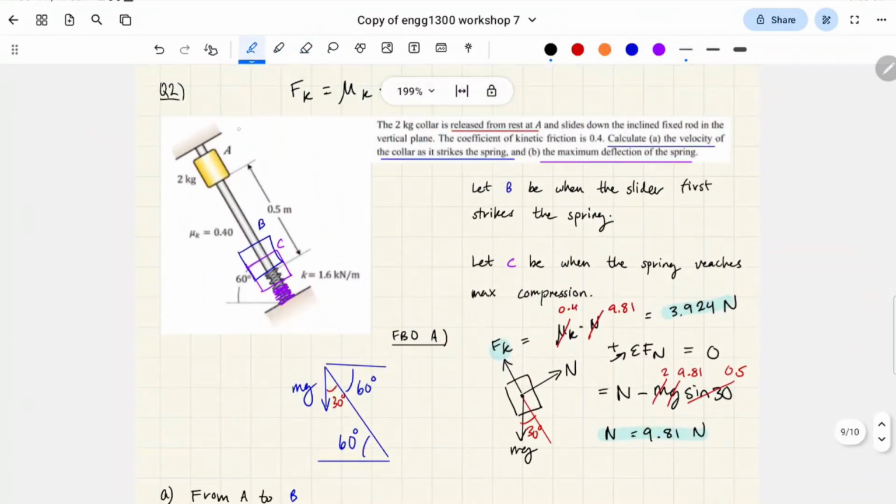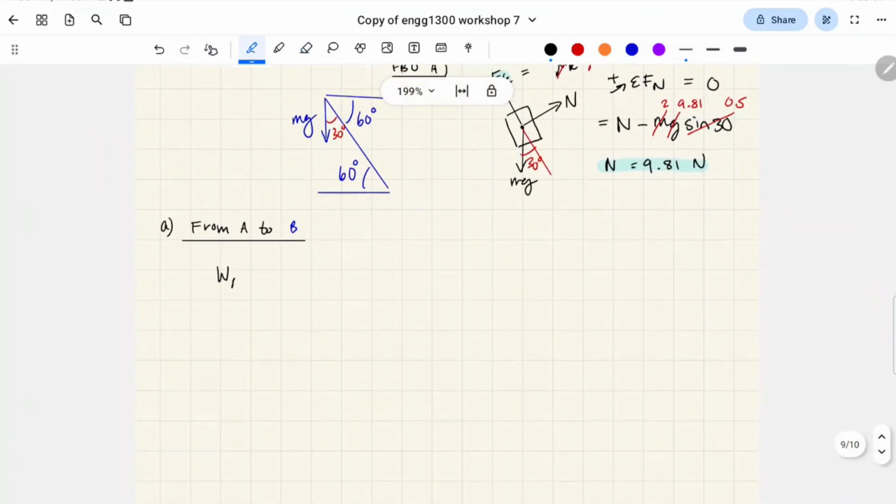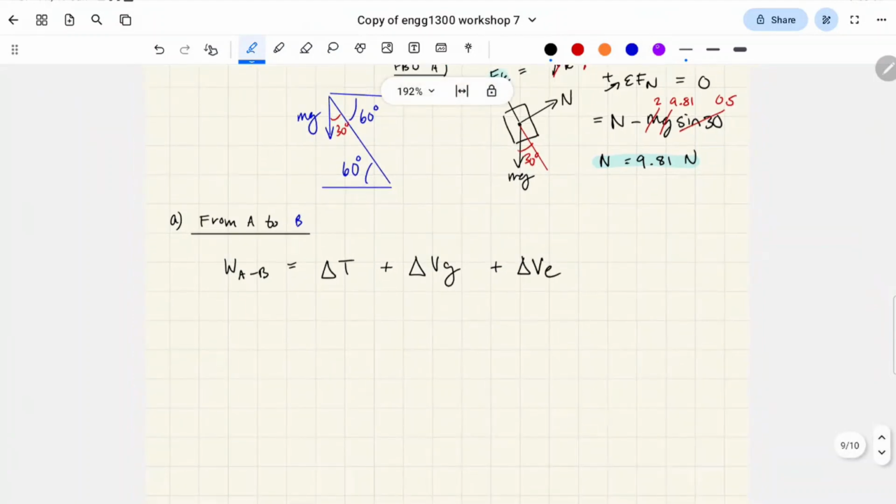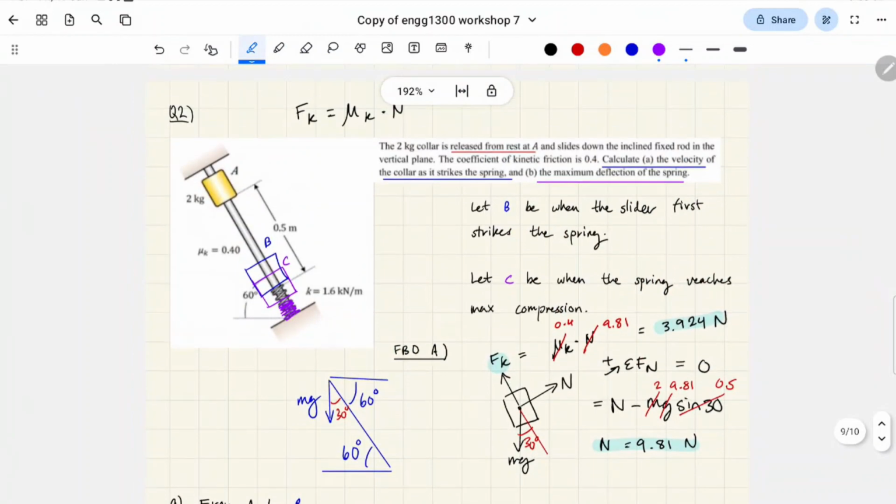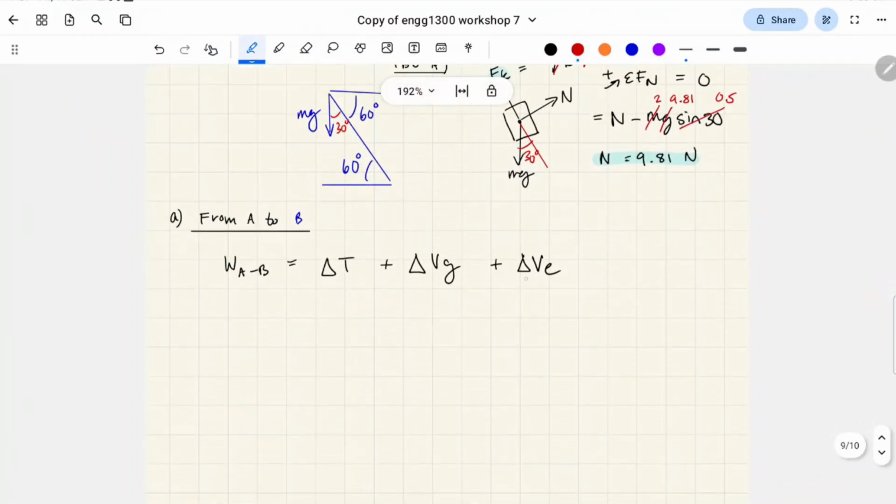So here I've done it differently. Instead of denoting everything as state 1, 2, and 3, I've decided to just do A, B, C. You can use either. So here I'm going from A to B. From A to B, it hasn't touched the spring yet, right? So there's no change in spring energy, so that's 0.